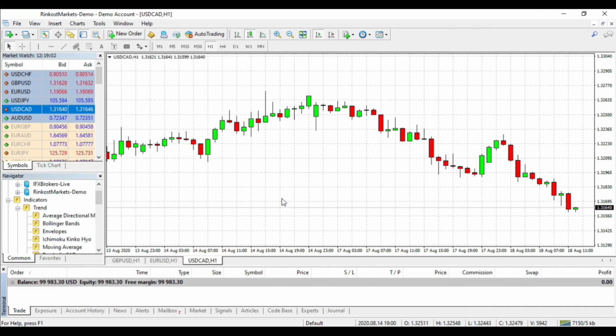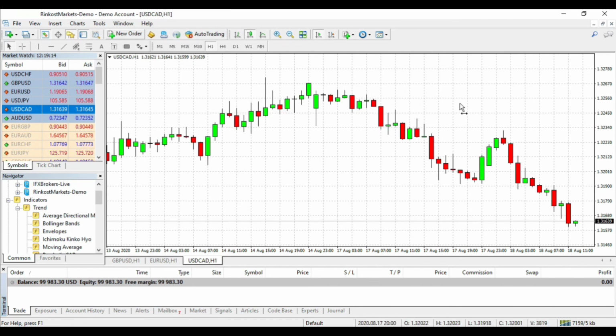Similarly, how to draw the different trading tools and make use of the different currency symbols. So that is the first trading platform that we will be making use of.